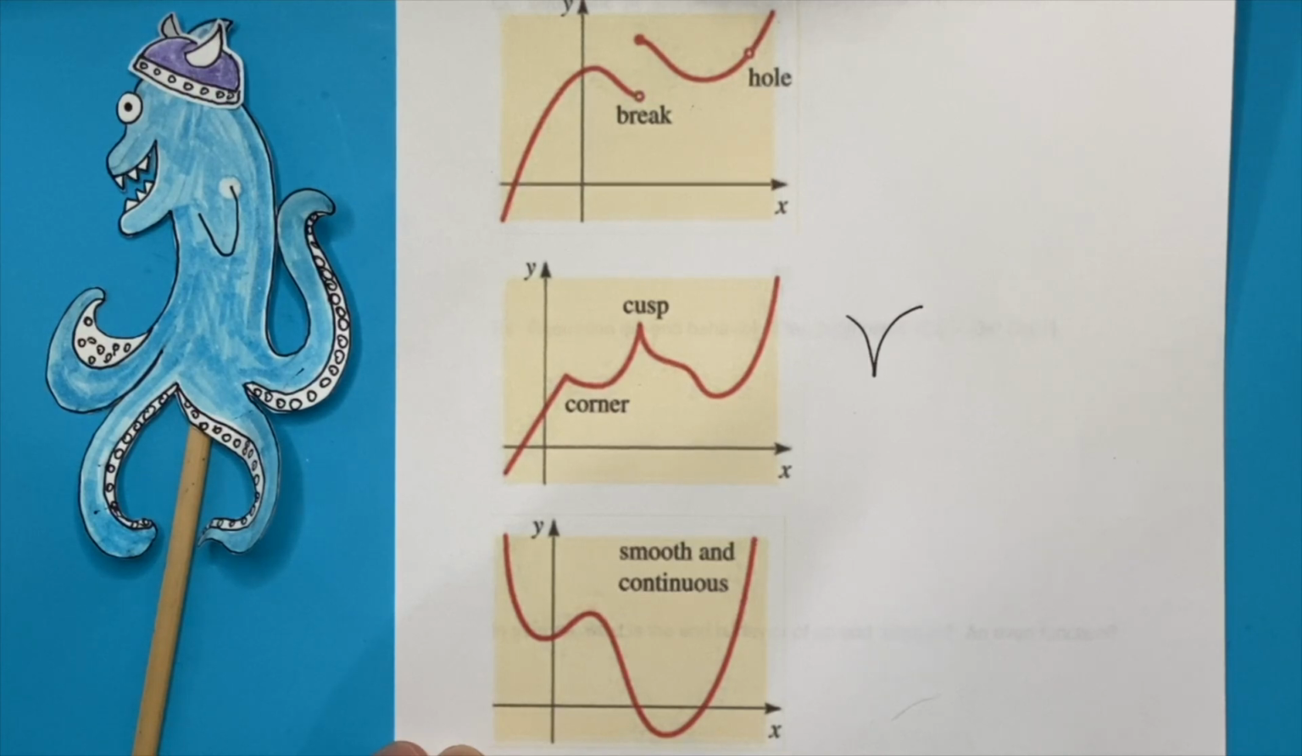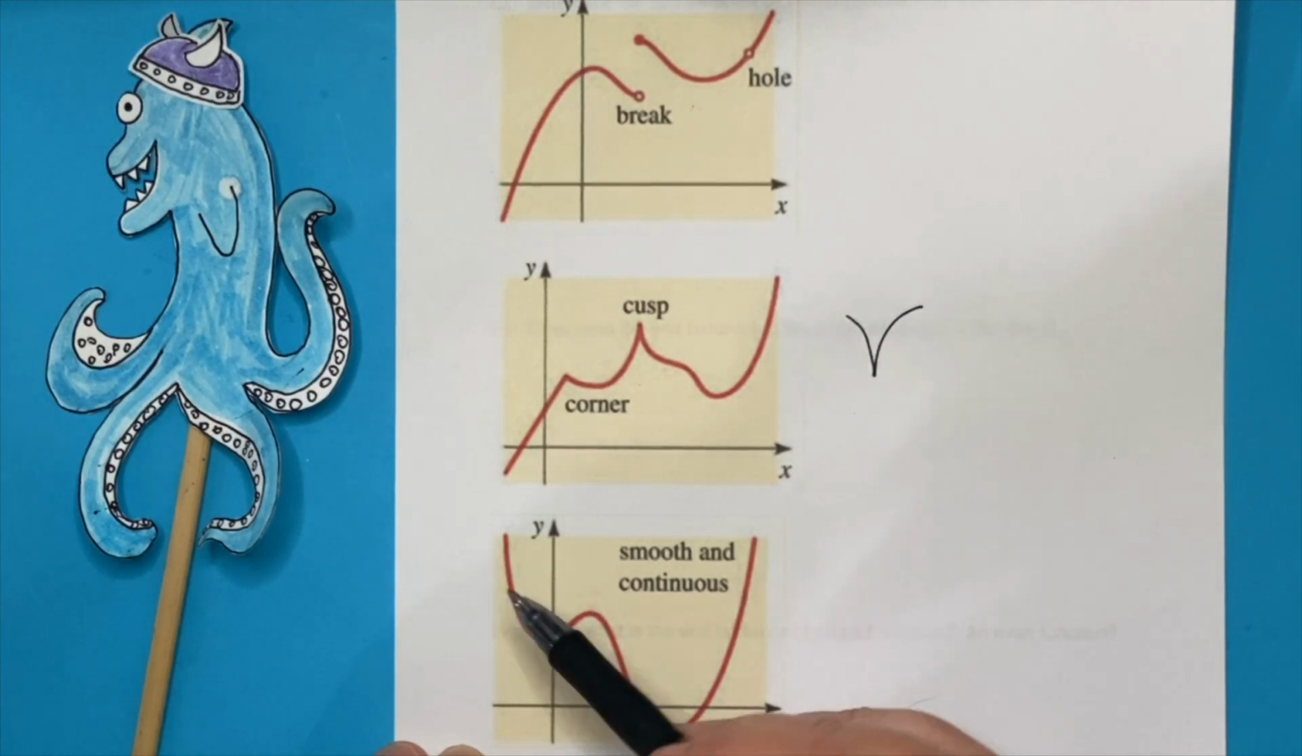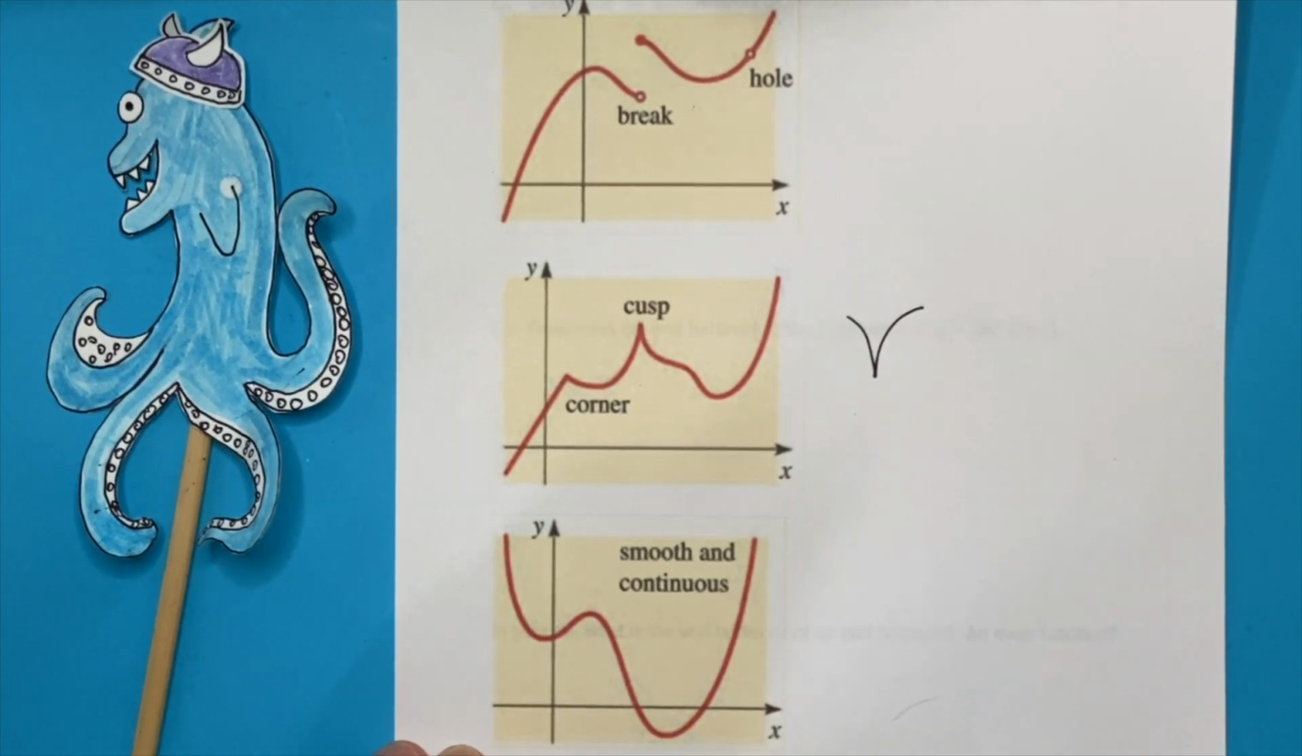But basically, the idea is we don't have those. So you don't have to worry about it for right now. Smooth and continuous means that it's just a really nice, gentle, round curve like this. It's going to make it really easy to study.